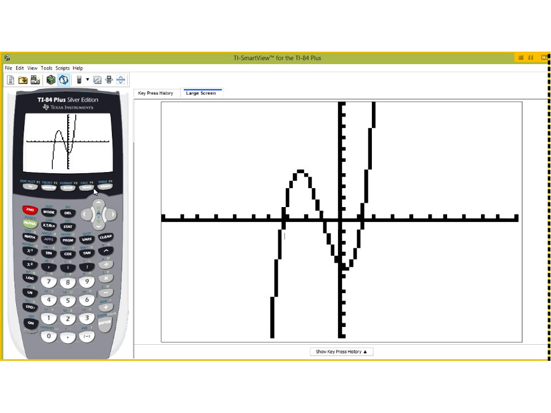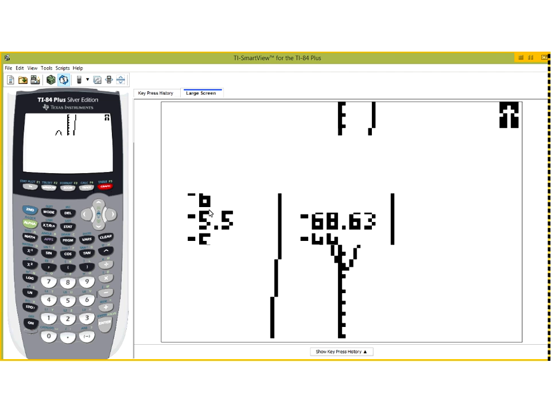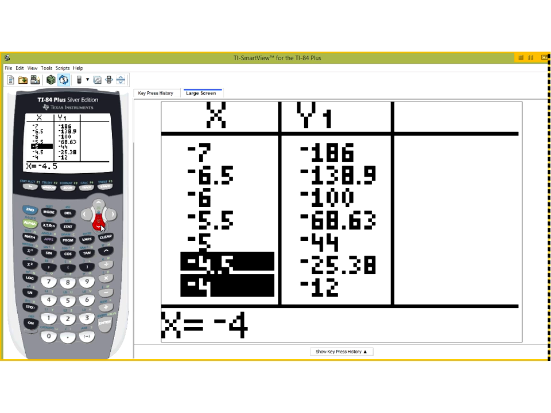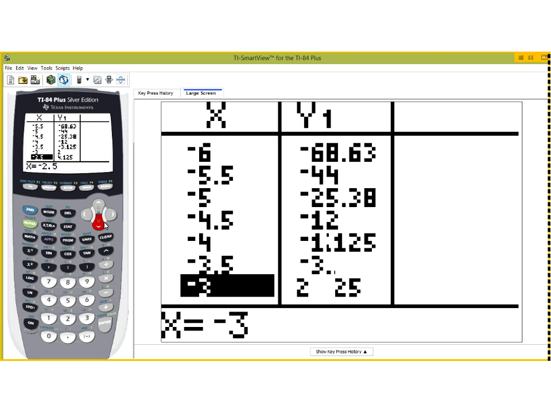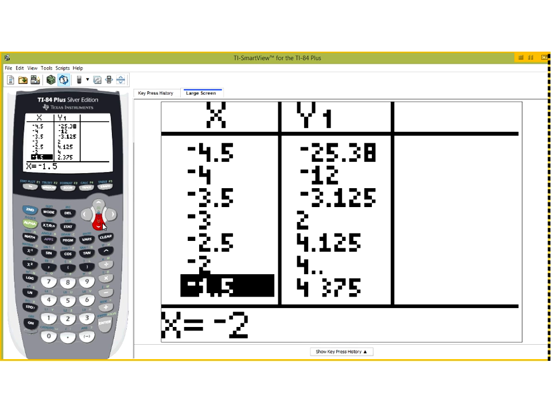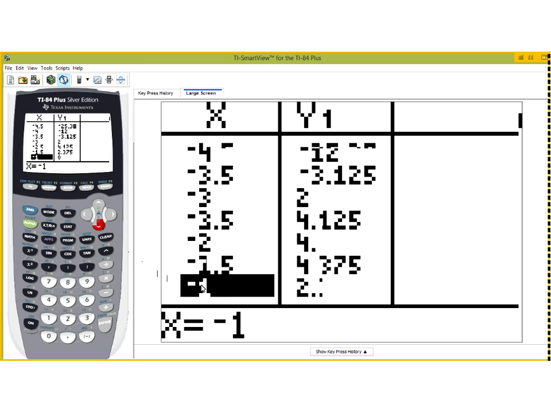So let's go to table, and our zeros were smaller, so we'll go down. Okay, right here, see this is negative and this is positive. So somewhere between -3.5 and -3 we have a 0. So that 0 is not an integer. Oh, look, here we have -1 and 0. So x equals -1 is a 0.